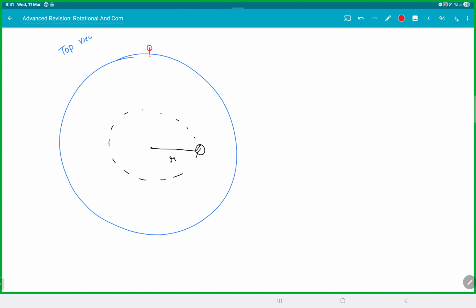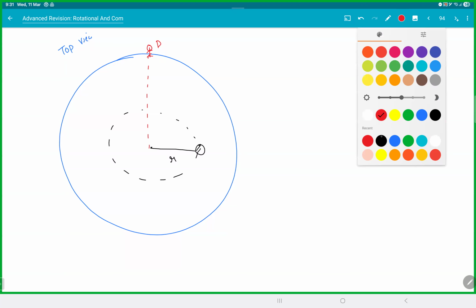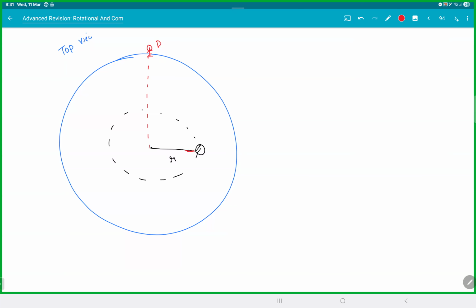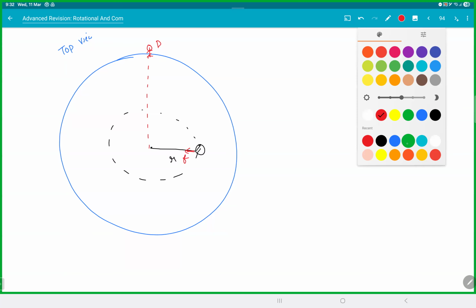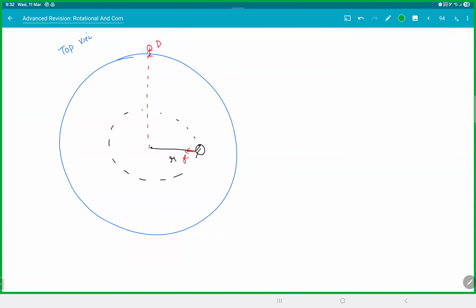Top view, D is standing here. So friction will be towards center. How is the centrifugal force? M omega square R, where R is the distance between the object and the observer. So if I take this distance to be D, this will be M omega square D. This is your centrifugal force.